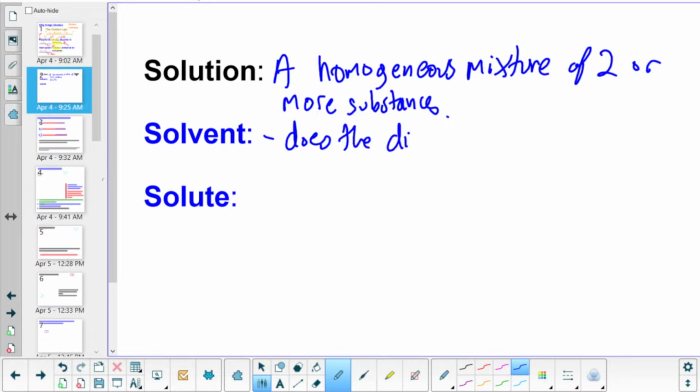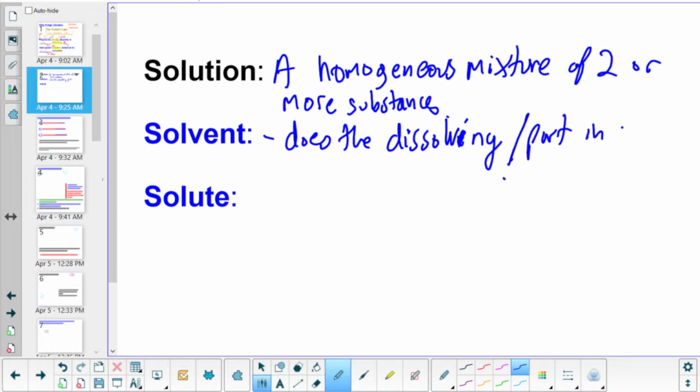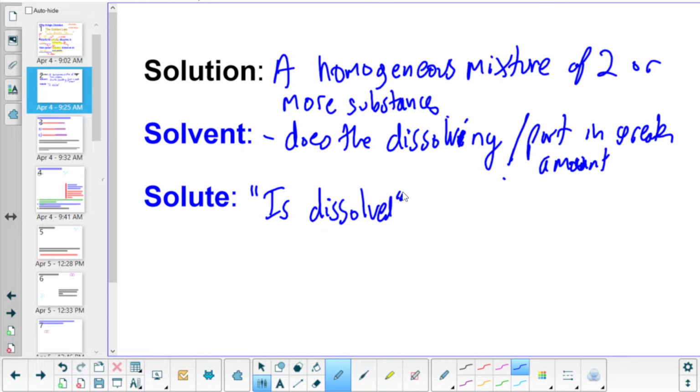Solvent does the dissolving. And I need you to have these definitions before you leave. Part in greater amount, because sometimes there's two liquids, so we will put that in. Solute is dissolved. Part in lesser amount. Once you have those terms down, you are good to go.